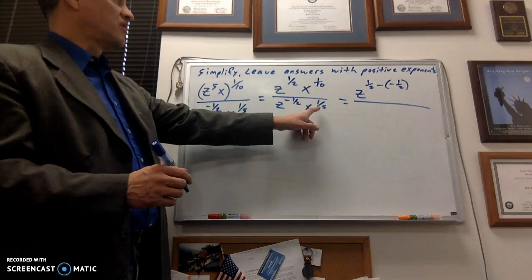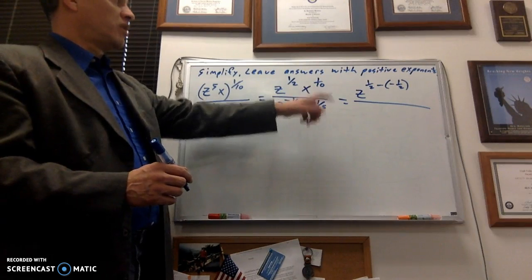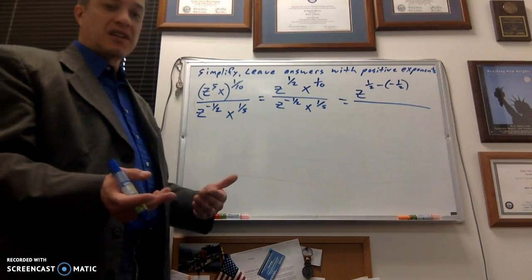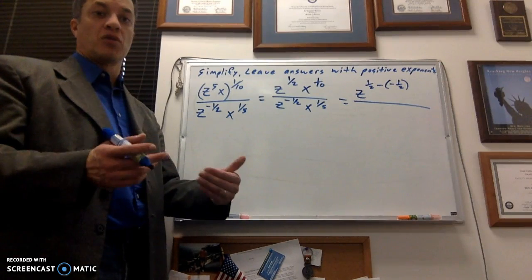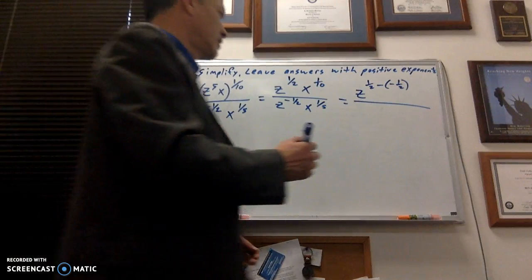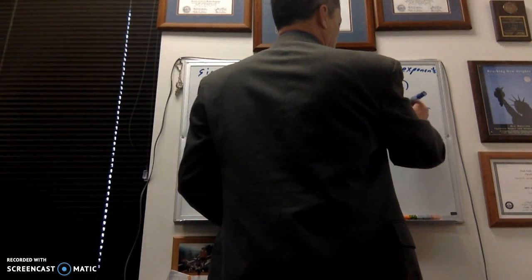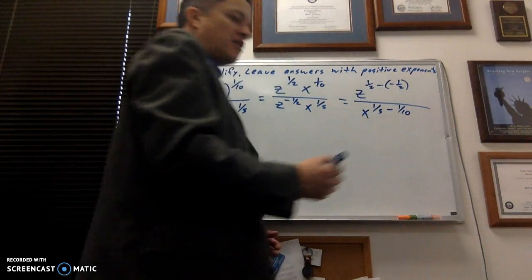Now let's look at the x's. 1/5 and 1/10. Which one's bigger? 1/5 is, right? So that's going to dictate what side of the fraction bar we're going to be subtracting for the x's. So this will be x to the 1/5 minus 1/10. Notice it's on the denominator.